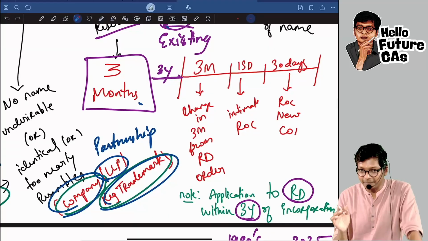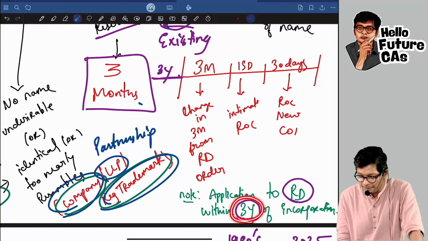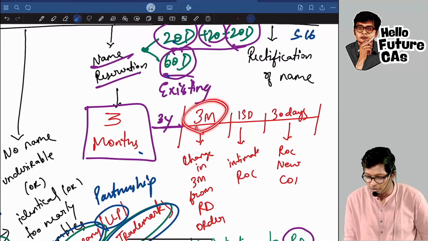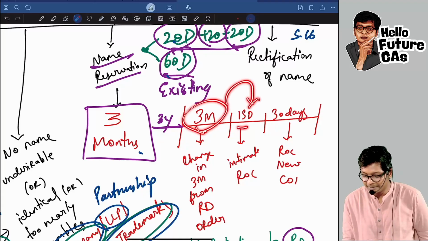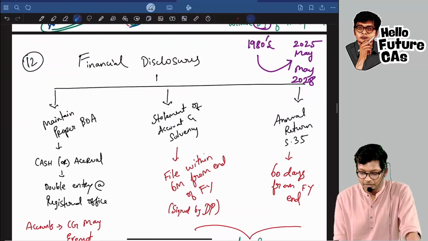If some other person wants to file a suit to the ROC because the name is very similar, for rectification of name, they have to apply within 3 years of incorporation. Then the ROC will pass an order. You have to change the name within 3 months, then intimate the ROC in 15 days, and you will get a new certificate of incorporation in 30 days.